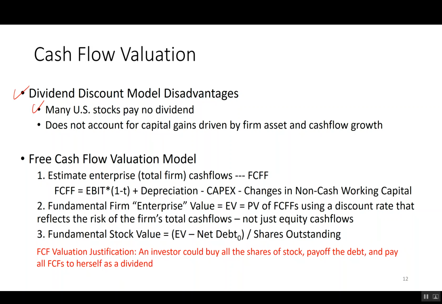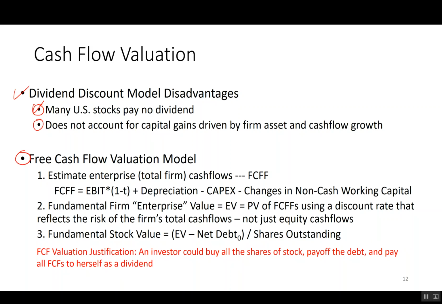For one, many corporations pay no dividends, and they've paid no dividends for, say, decades, and they may not be paying dividends again in the future for a long time. So companies are not paying dividends, so how would I value that using the dividend discount model? Secondly, the dividend discount model doesn't account for capital gains, which may be driven by the firm's growth of assets or cash flow growth. So the model we're going to generally focus on is the free cash flow valuation model.